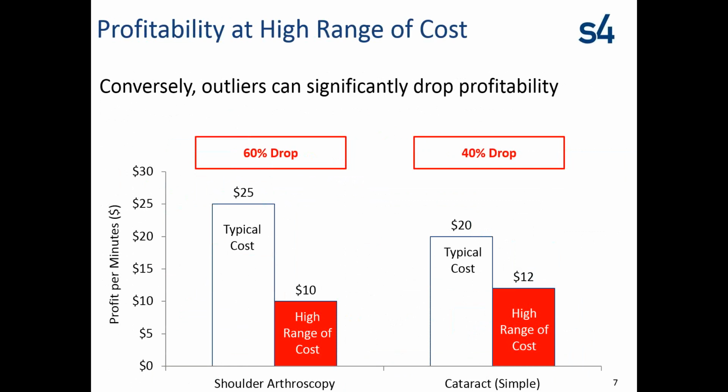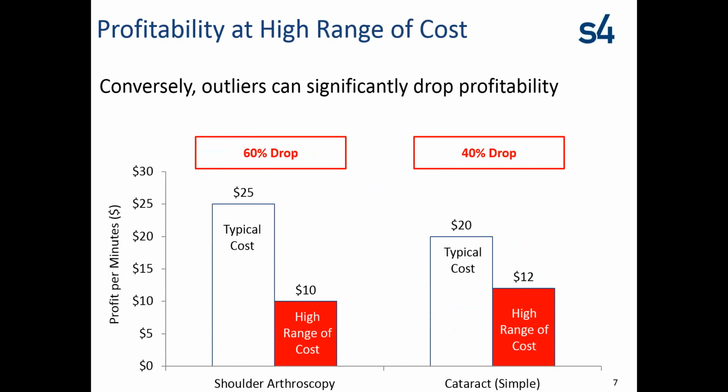Alternatively, when we're not optimized, we can see the same effect on profit per OR minute as well. Where we're at the higher range of cost, we see a pretty big impact in profit per case as well. Shoulder arthroscopies are on the left and cataracts on the right. These are real examples across SCA of what we've seen when we're not optimizing, paying at the high range of the cost per case.